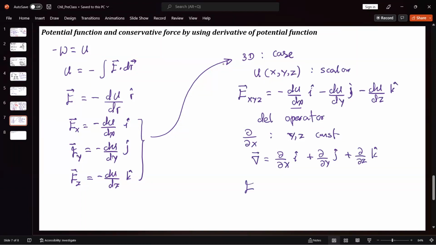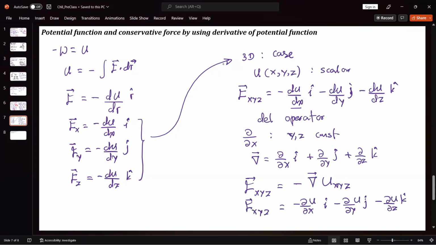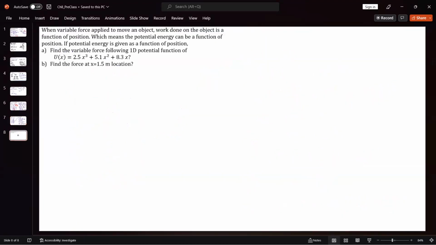So I can now write the force function. It can be a three-dimensional force function, equal to negative the del operator times the potential function U(x,y,z), which means our force is negative partial over partial x of U i hat, negative partial over partial y of U j hat, negative partial over partial z of U k hat. Okay, so that's the idea. It is a fairly simple mathematical model, but you need to learn how to use this concept carefully to work with such situations.